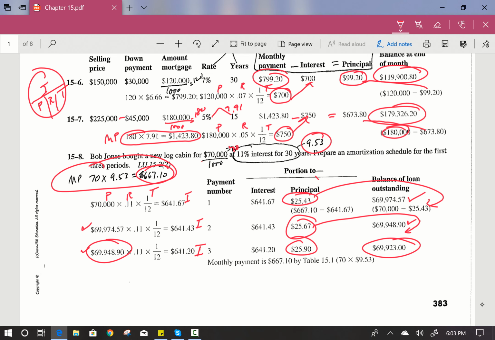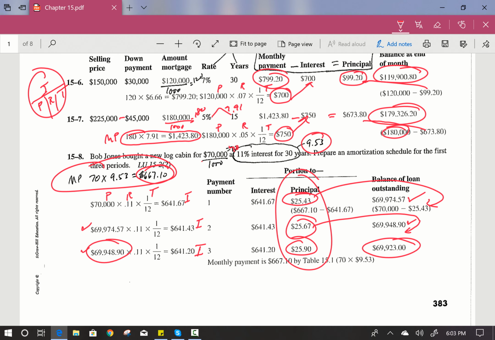Now look over here to the principal. The principal, the first month, we have $25.43 in equity. Then the next month we add just a little bit more, $25.67, and then the next month we add a little bit more to $25.90. So now we have about $76, $77, something like that, in homeowner's equity, the amount that we own of the home, and we paid $2,000 in interest, somewhere in there.